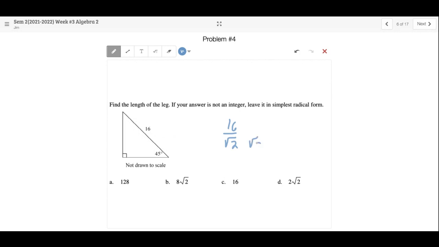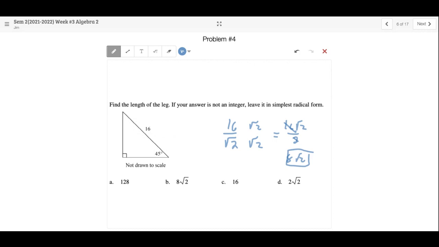That means it's not. So I'm going to multiply top and bottom by square root of 2. Square root of 2 times square root of 2 is 2. So I have 16 square root of 2 over 2. Well, now I can simplify that down. So I'm left with 8 square root of 2. Boom. Pretty cool.